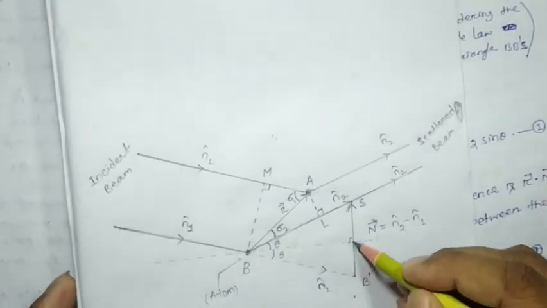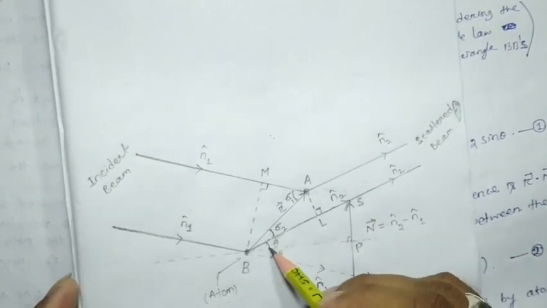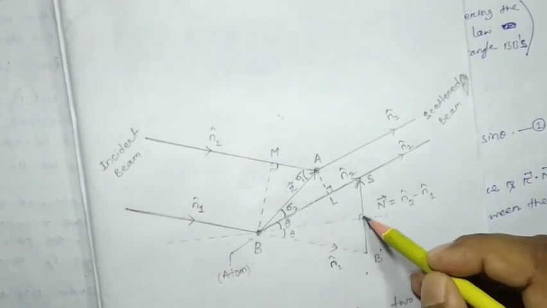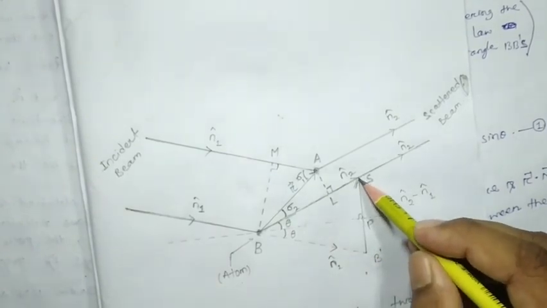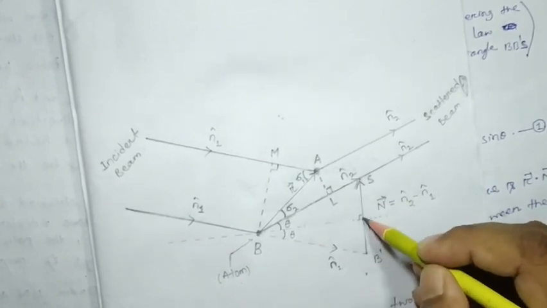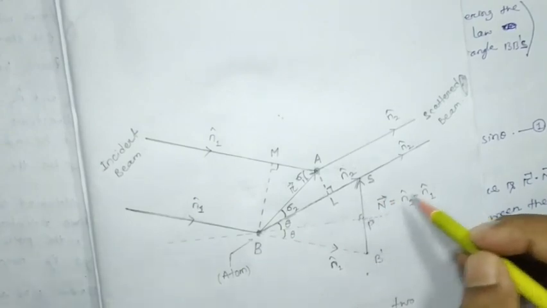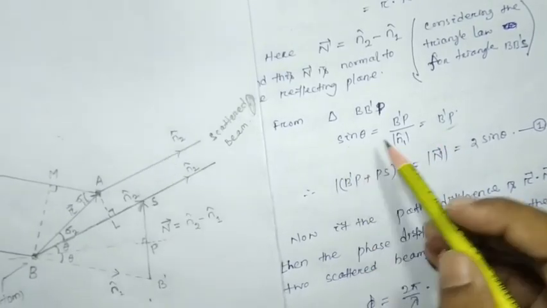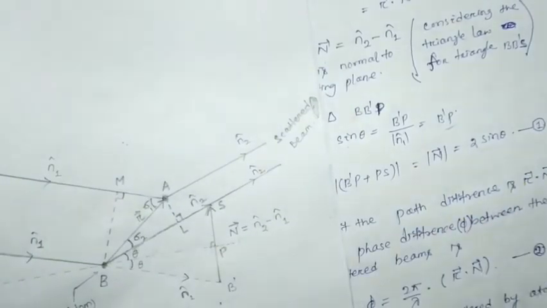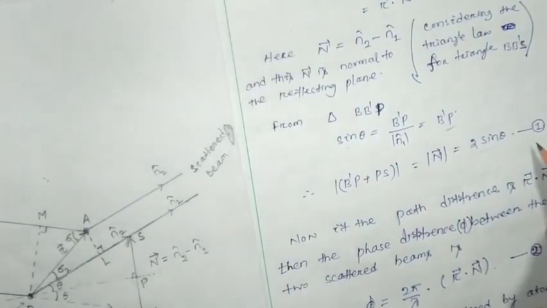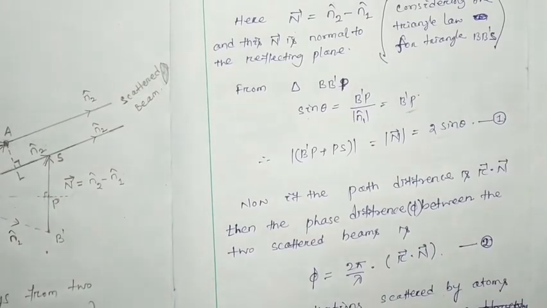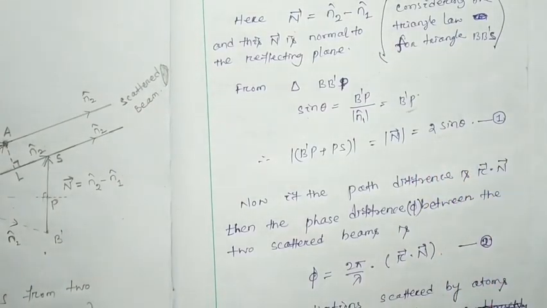So here B dash P will be equal to PS, because this angle is equal and this is perpendicular. So B dash P plus PS will be equal to B dash S, and both distances are equal. B dash P we found to be sin theta. So the whole distance from here to here will be nothing but 2 sin theta. Let this be equation number 1.